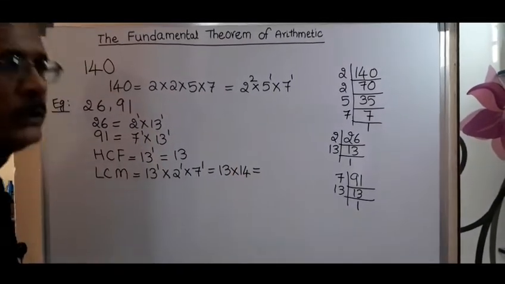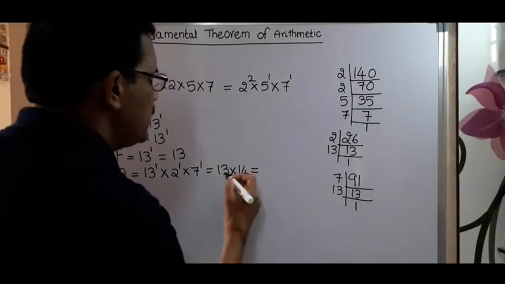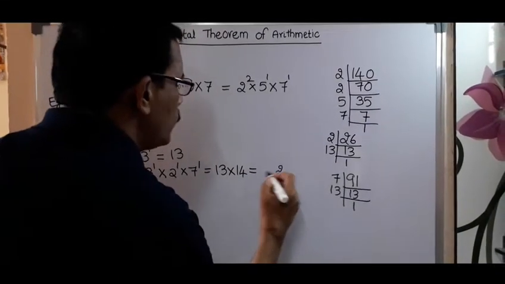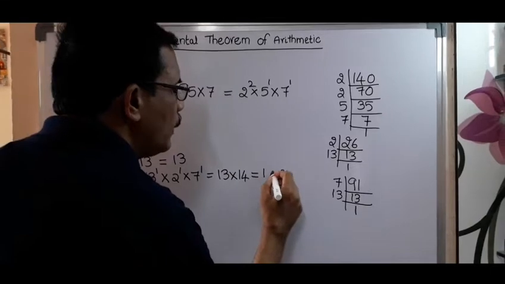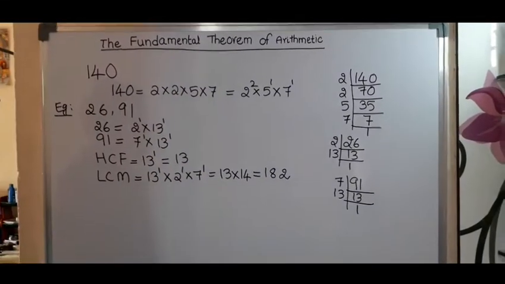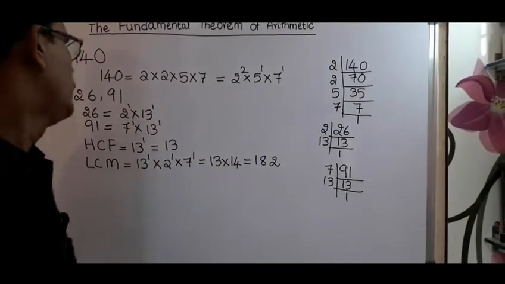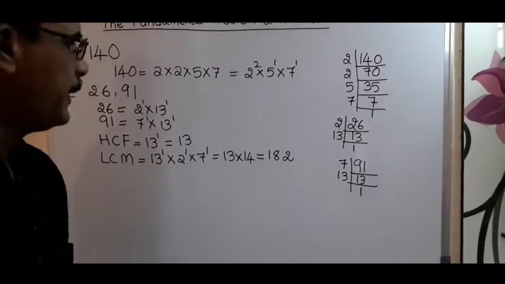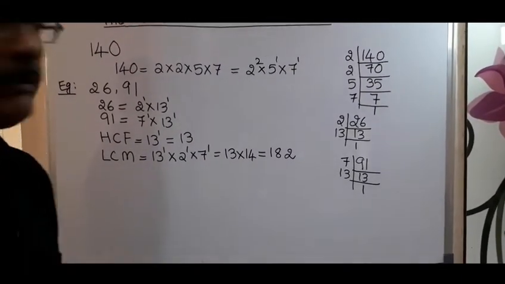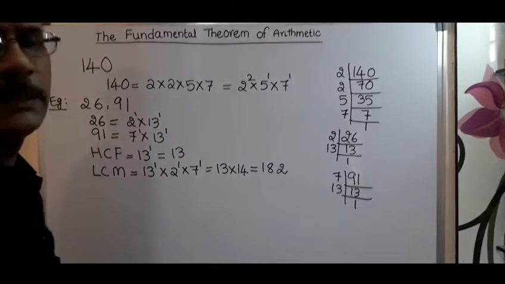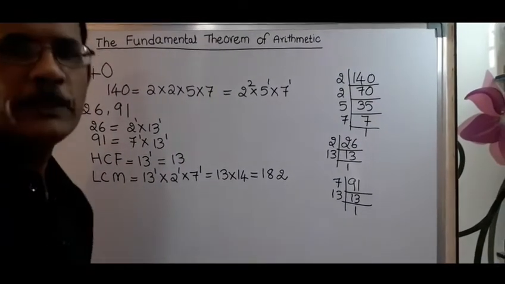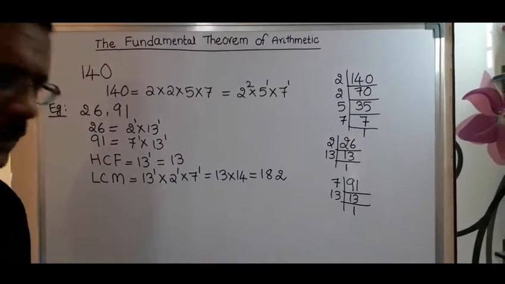Now the product of 13 and 14. 14 3s are 42, 14 1s are 14, plus 4, 182. So the LCM of 26 and 91 is 182. In this way we can find LCM and HCF of 2 positive integers using the fundamental theorem of arithmetic.